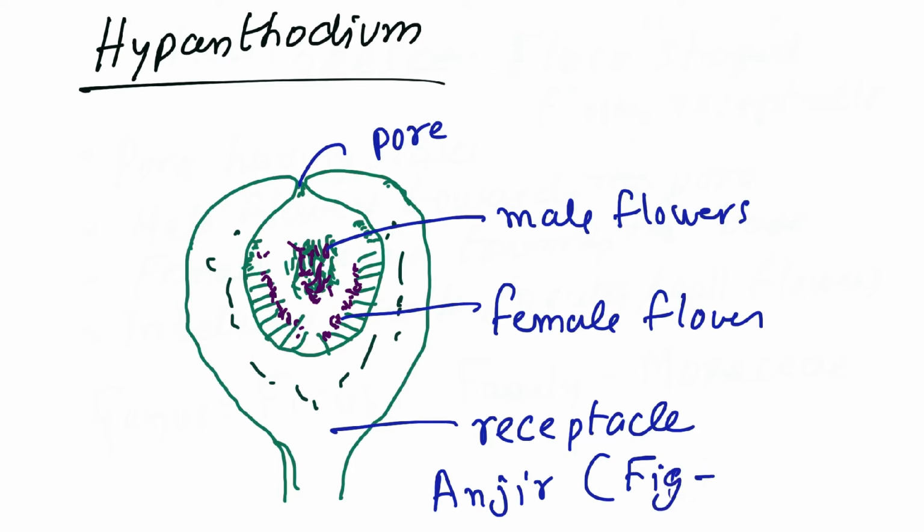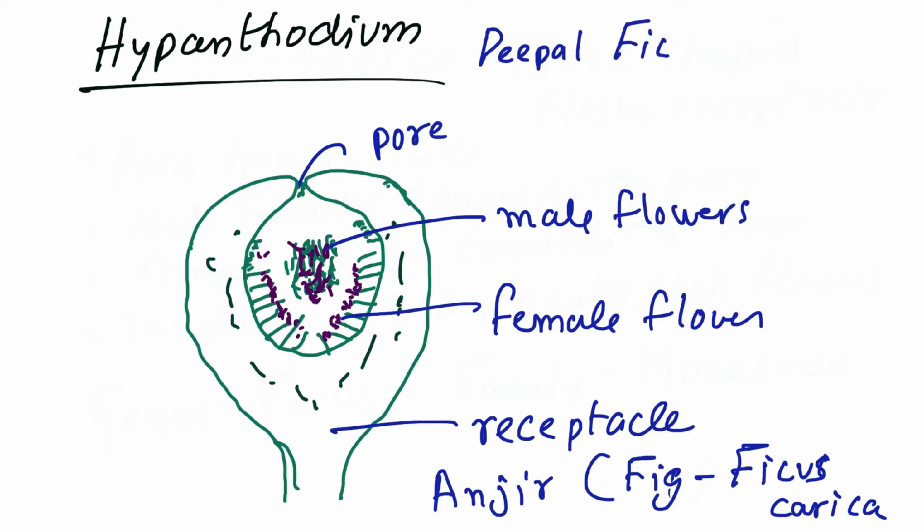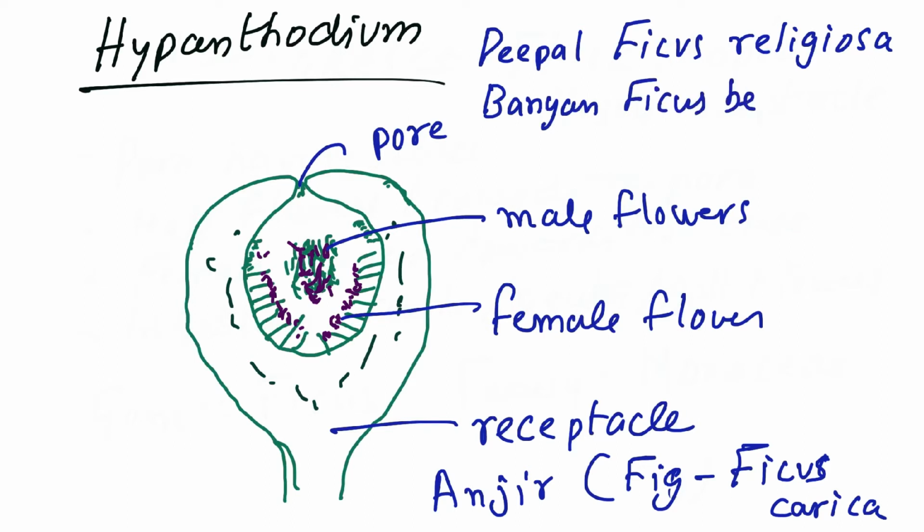Two other notable examples in the Hypanthodium type of inflorescence are the peepal and the banyan. The peepal, the botanical name is Ficus religiosa, and the banyan tree, that is Ficus bengalensis. So note these three important examples: the peepal, banyan, and the fig plant. So that's about Hypanthodium.